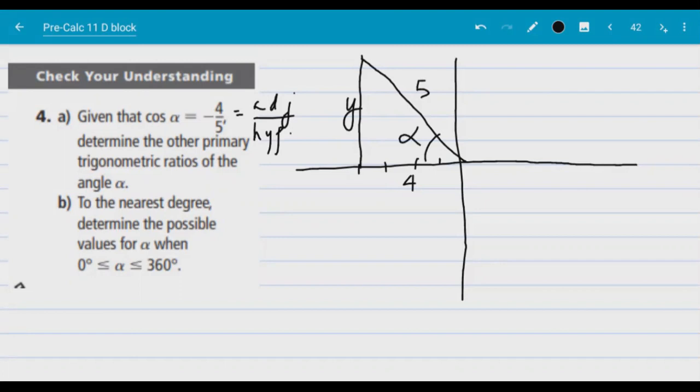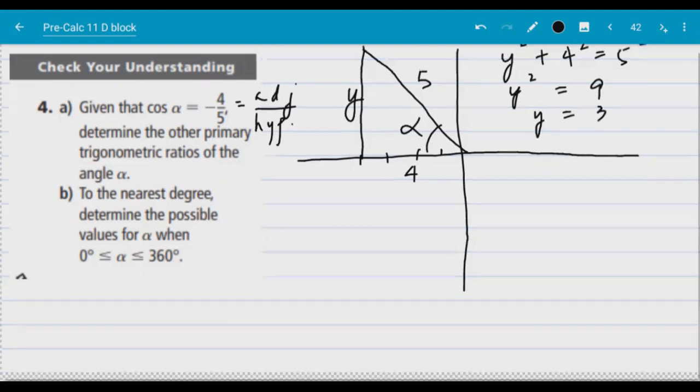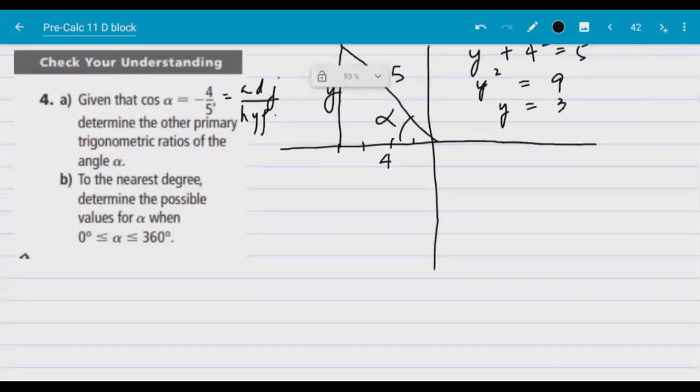Now, for those of you who are good with the Pythagoras, you will know that y will be equal to 3. And how do you solve that? Y squared plus 4 squared equals 5 squared. Y squared equals 5 squared, which is 25, minus 16. That would be 9. That's why y is 3. Now, what would be the other primary trig ratios of the angle alpha if angle alpha is in quadrant 2?